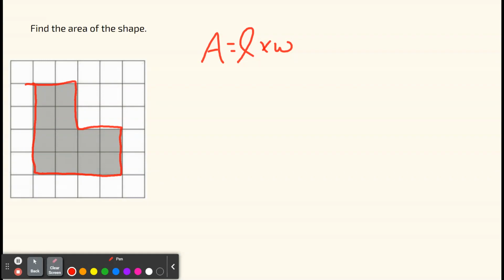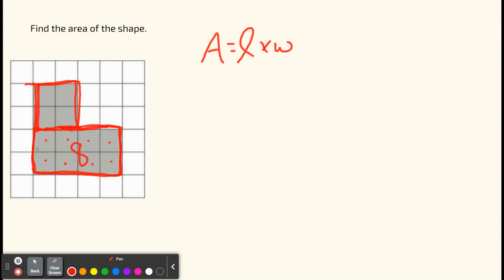I can go ahead and split my shape into two rectangles. So now I have a rectangle here and a square, which is a special type of rectangle, up here. So now I can go ahead and count how many squares? 1, 2, 3, 4, 5, 6, 7, 8. So the area of this is 8.